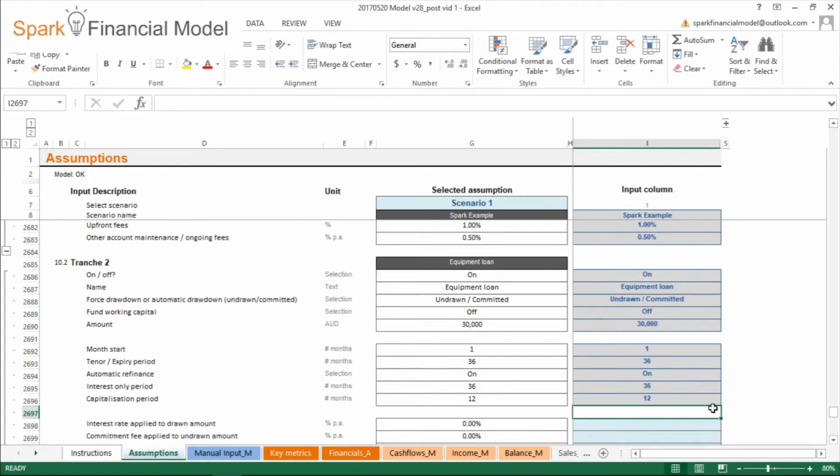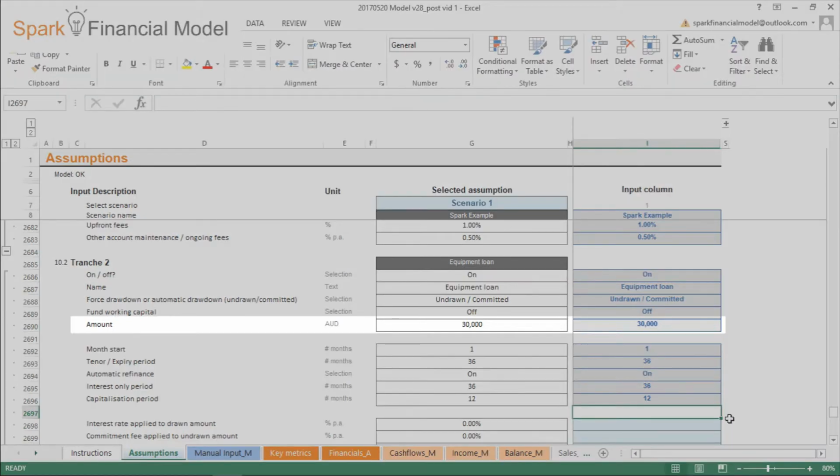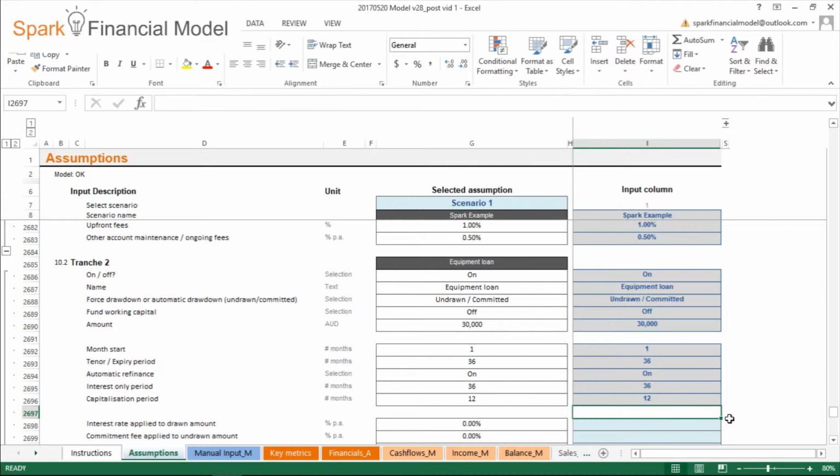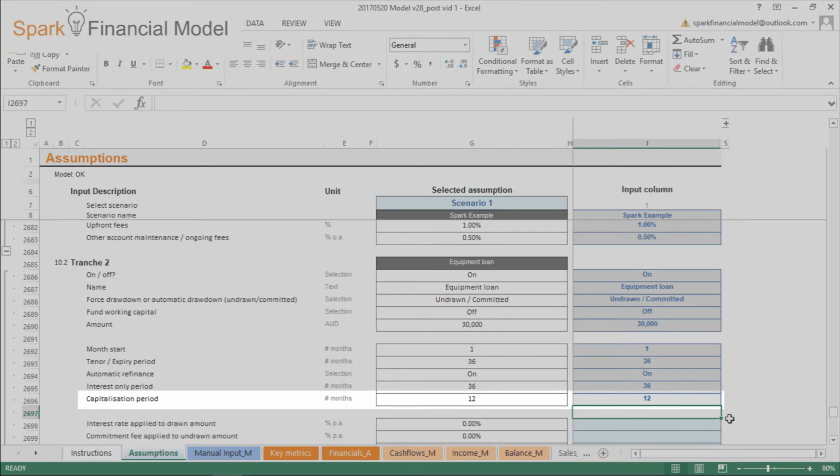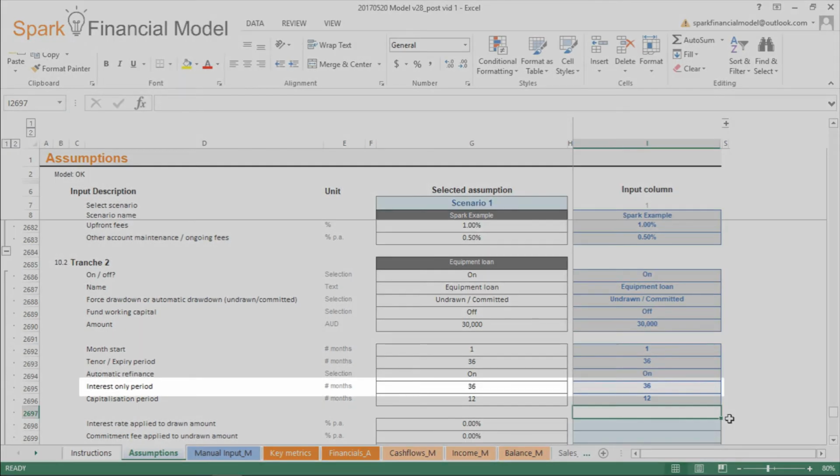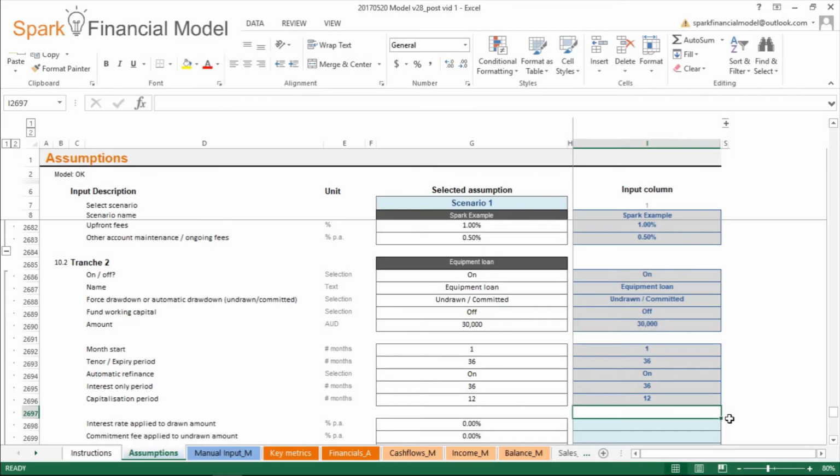So let's explain what we've done. We've set up a $30,000 loan that is only used for buying coffee carts. So as we purchase more coffee carts, the model will keep using this loan until it hits its $30,000 limit. In the first 12 months, any interest and fees will not be paid but simply added to the loan balance. The interest-only period is the same as the loan tenor, meaning no principal is repaid at all. At the end of the loan, the full outstanding balance will be refinanced into another loan.